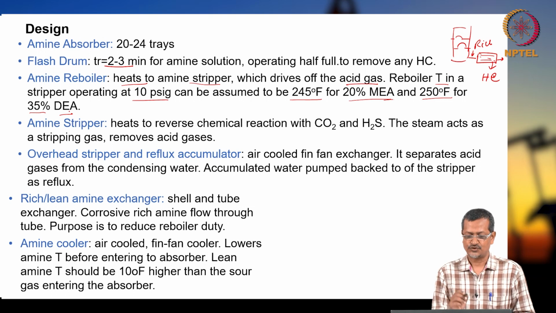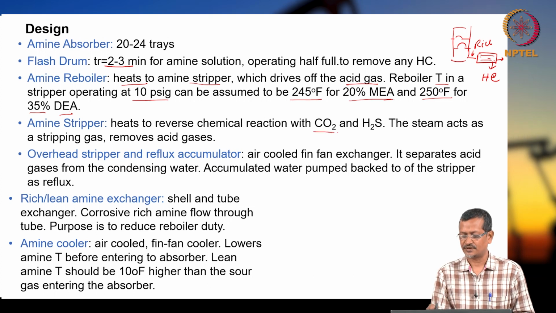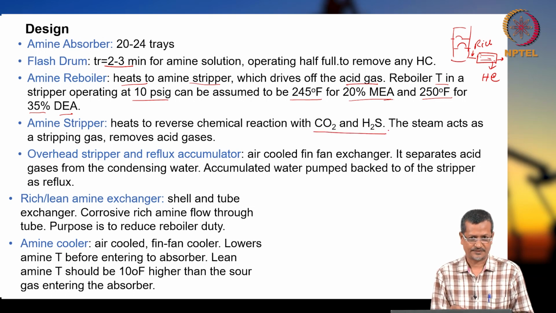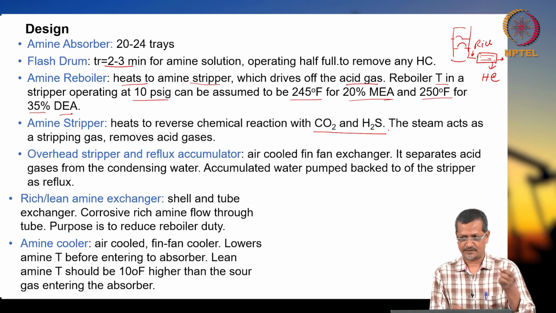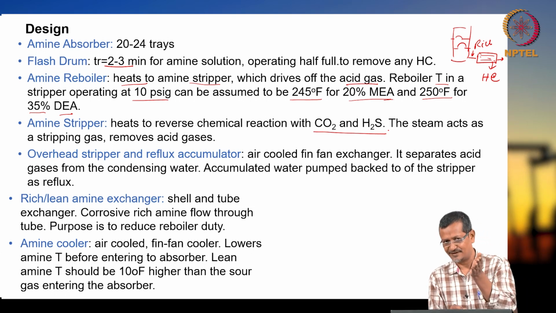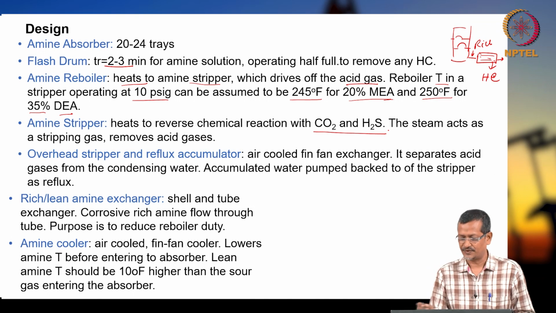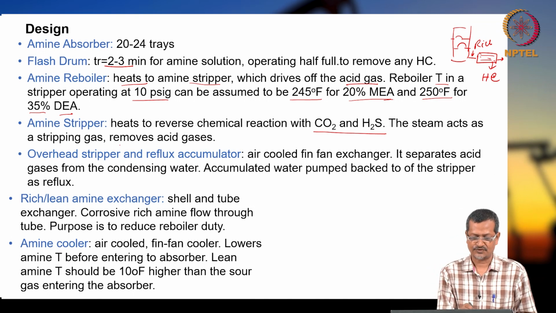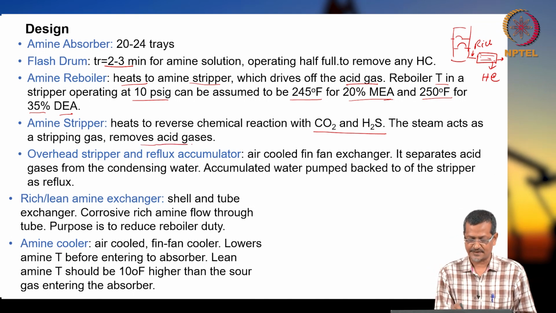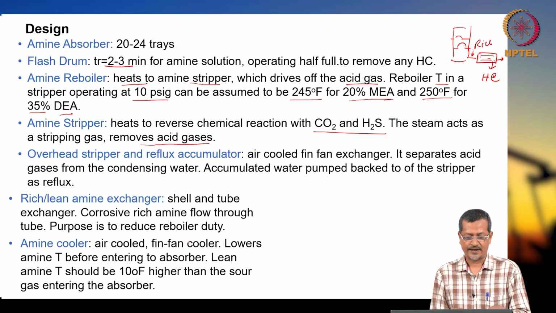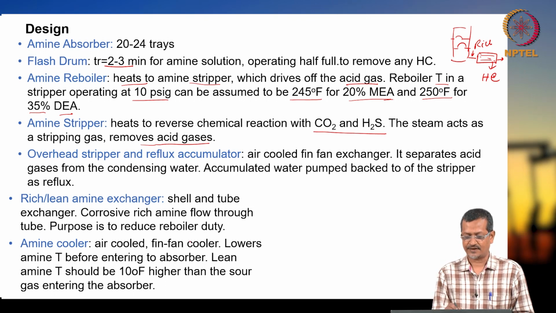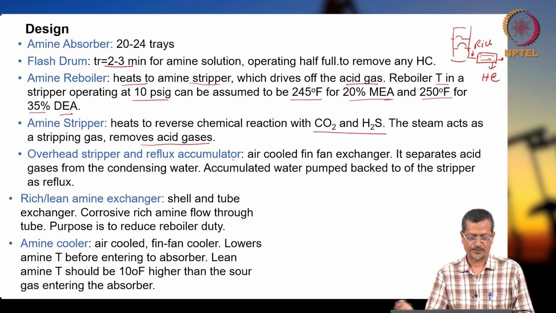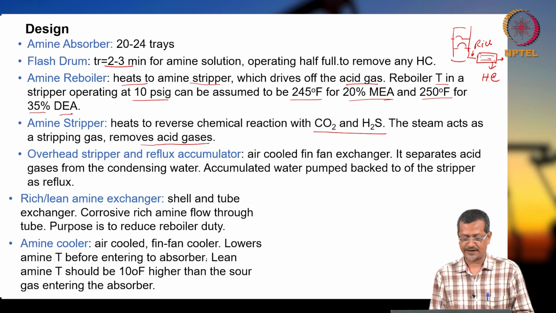Amine stripper: heat reverses the chemical reaction with CO2 and H2S. So whatever reaction was there in the contactor column, here you are doing just the reverse reaction. The steam acts as a stripping gas and removes acid gases. Overhead stripper and reflux accumulator, so these components also will be there. So a rich and lean mixture heat exchanger will be there.